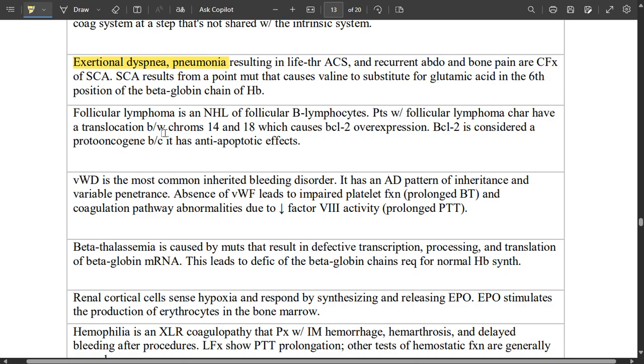Follicular lymphoma is a non-Hodgkin's lymphoma of follicular B lymphocytes. Patients with follicular lymphoma characteristically have a translocation between chromosome 14 and chromosome 18.